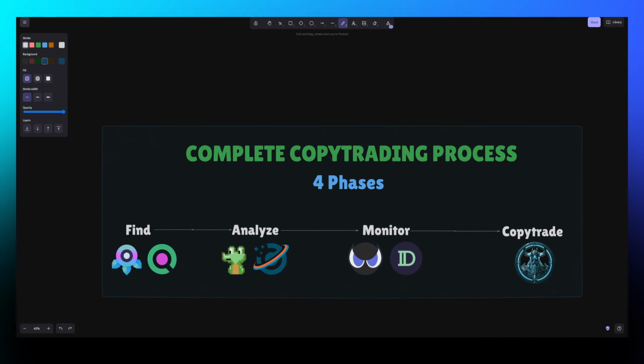In the last videos we were talking about the copy trading process, which starts with finding the wallets, analyzing them, which we did in the last video, monitoring phase, and lastly the copy trading, which is the most important and funny part because it's where the money is made.